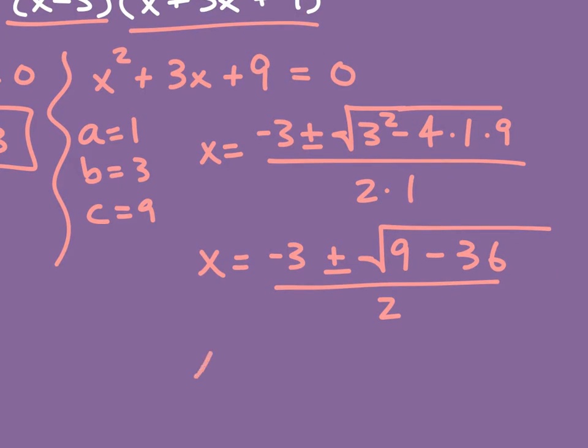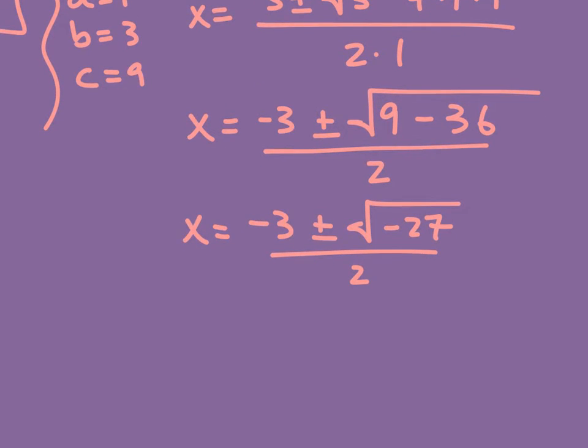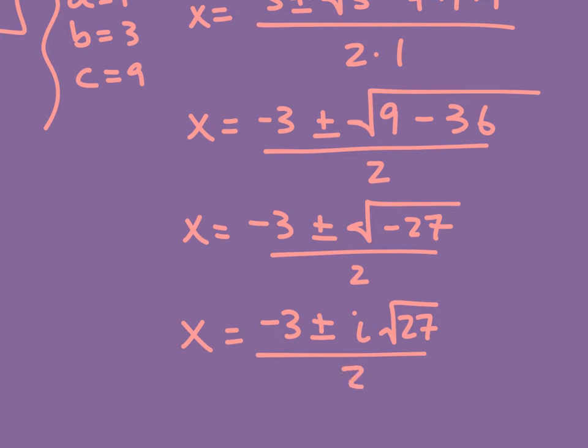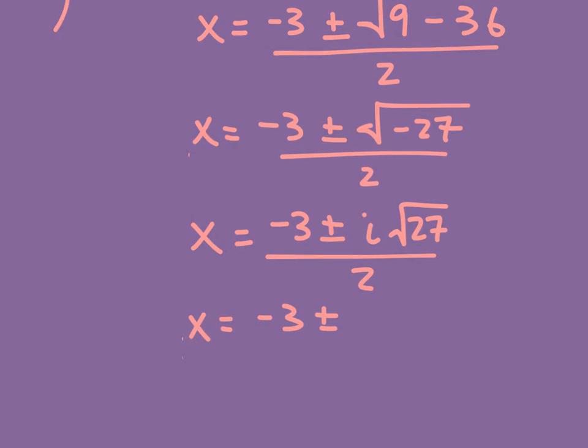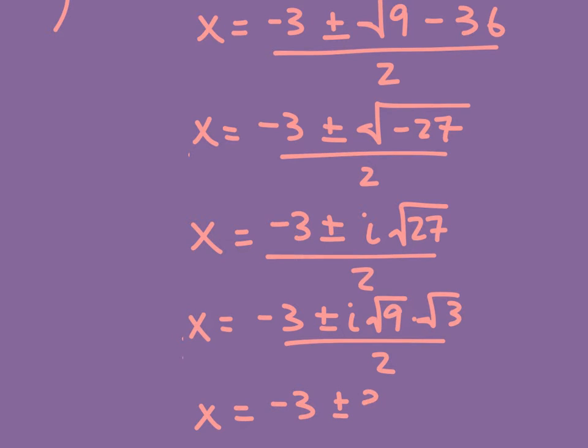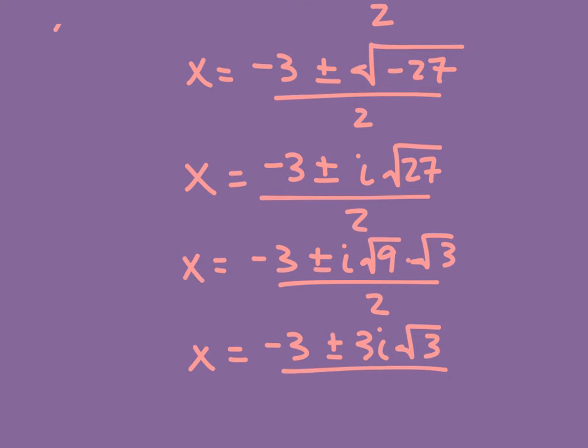All right, and so at this point, you get negative 3 plus or minus the square root of, so that's going to give us negative 27, and then that's all over 2. And so from here, we would do negative 3 plus or minus, I'm going to do i times the square root of 27 all over 2. x is then equal to negative 3 plus or minus, we can simplify this down to i times the square root of 9 times the square root of 3 all over 2. So then our final answer, negative 3 plus or minus 3i times the square root of 3, and then all over 2. Okay, and so that's our answer.